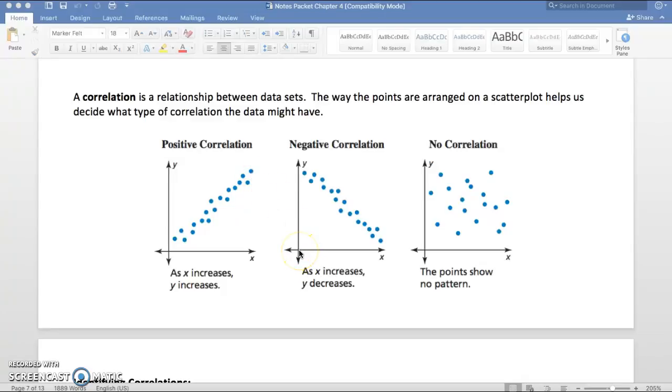Here we see as we move up the x-axis, what's happening to our dots? They're falling as we move up, which is a negative correlation. Okay, and then here we see just a random assortment of dots. Okay, this is a no correlation scatter plot. All right.